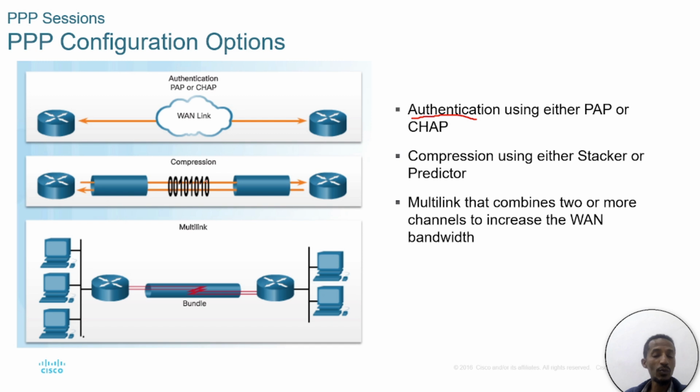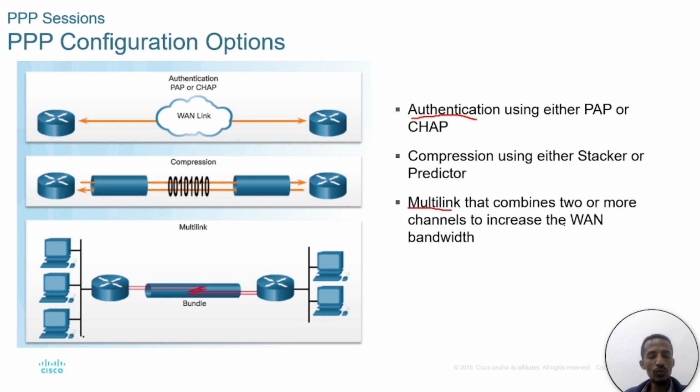Then you need to have compression. Why do we need compression? So that you can send the file with the minimum size. So PPP can support what? File compression. And it can support what? Multi-link. You can combine more than one channel to work as one. So we call it multi-link.